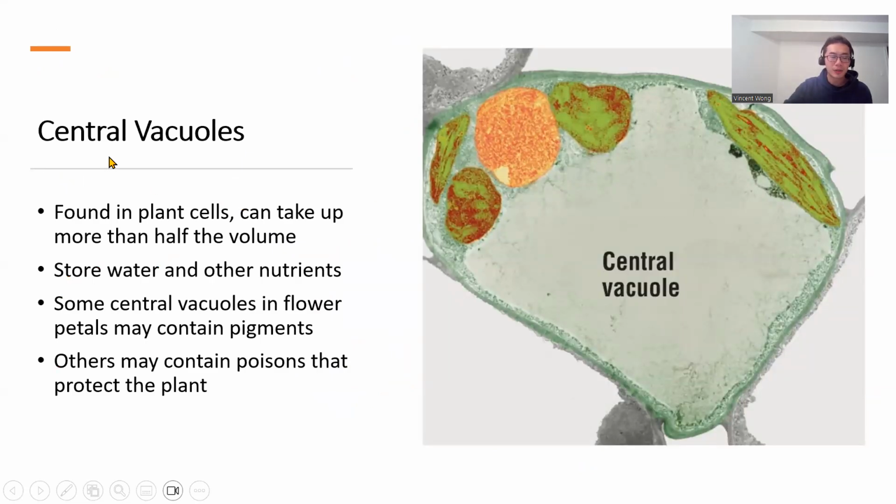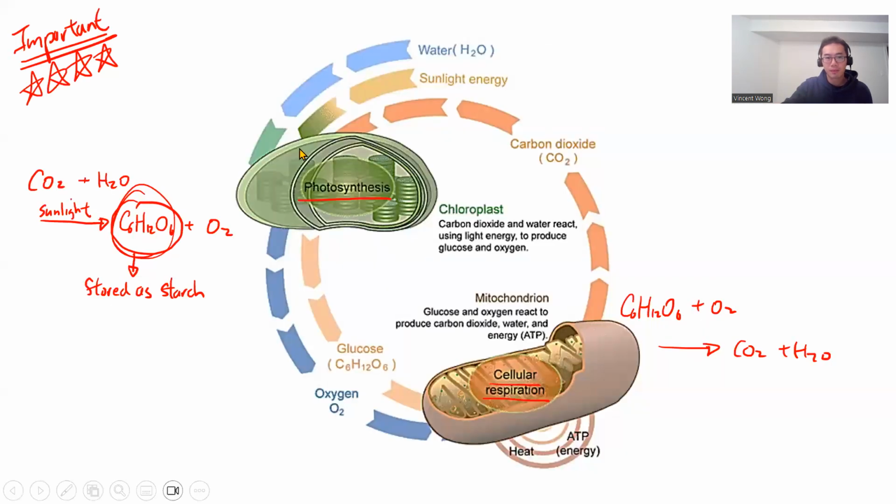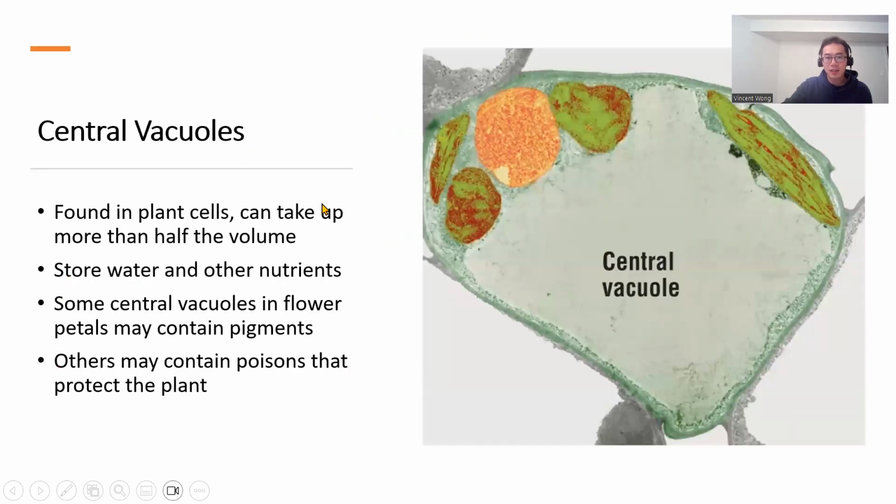All right, here is another plant exclusive organelle. Chloroplast is plant exclusive. Central vacuole is also plant exclusive. So this is a plant cell, and this whole thing in the middle, this whole thing here, is what's called a central vacuole. A vacuole is like a big sac, and in this case it is filled with mostly water and some nutrients.